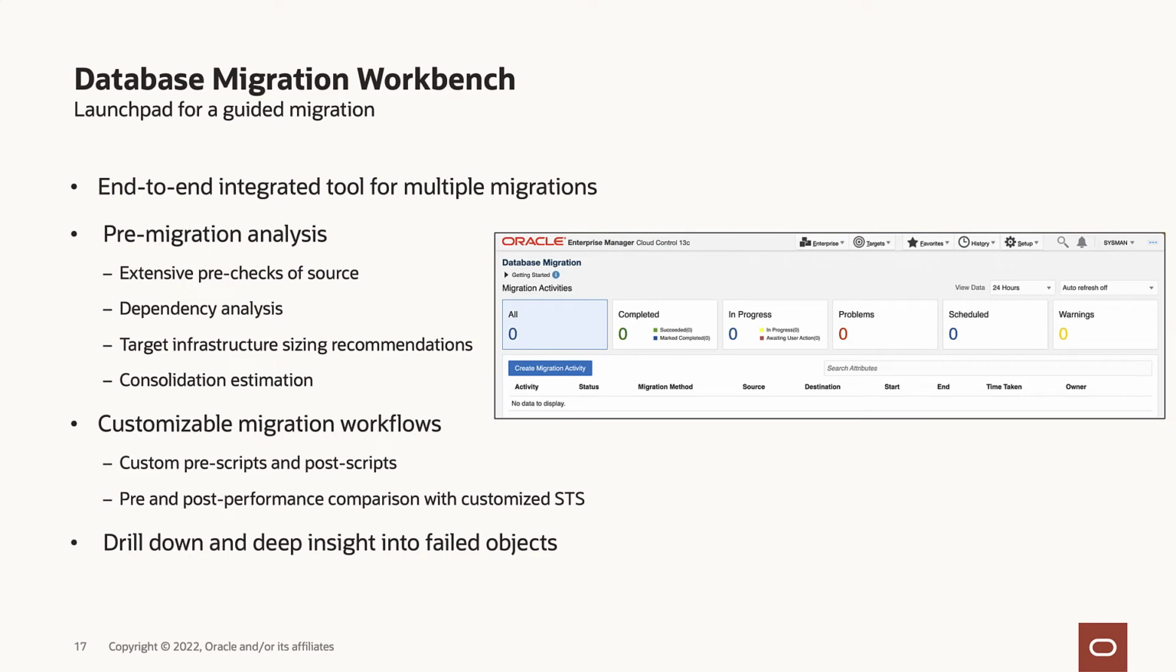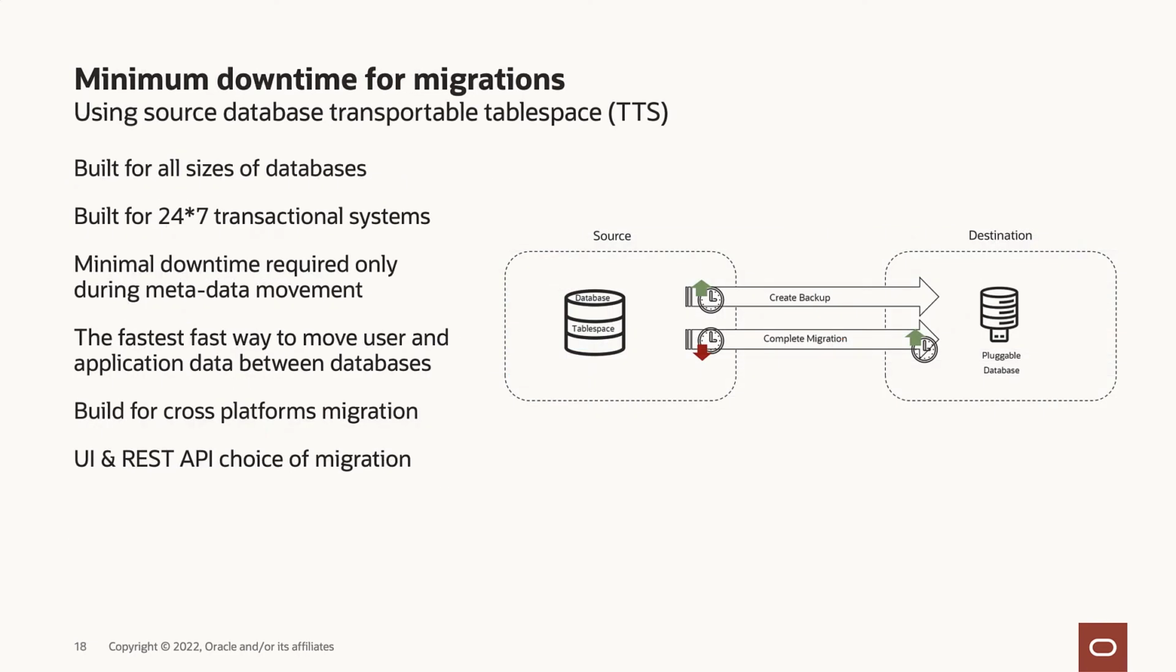Here is an example of how you can achieve minimal downtime migration using the transportable tablespace method. Traditionally, using Data Pump, schema or full database migration, the entire database or selective schema data is exported using Data Pump and loaded into the destination database or schema. Transportable tablespace migration has 2 phases: creating backup and complete migration.